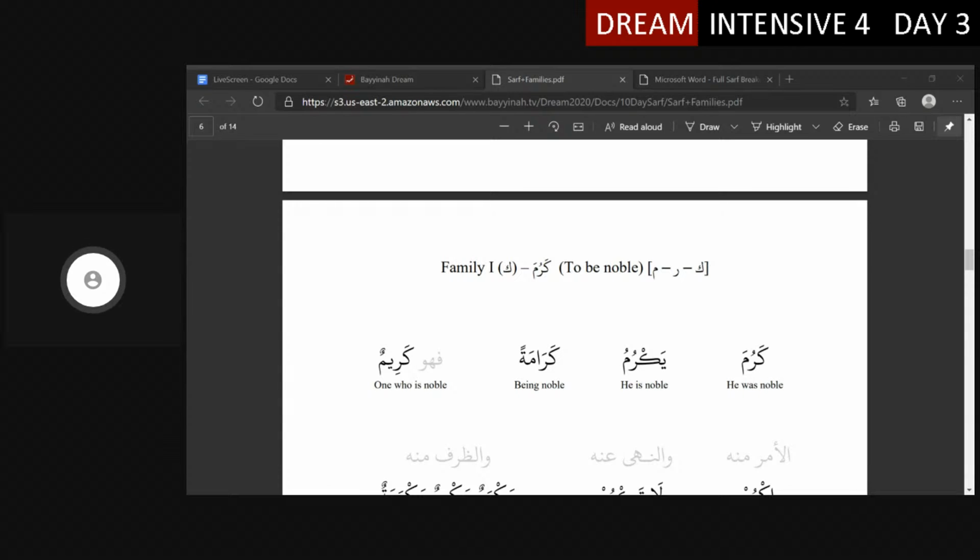Will you learn all the masdars? Well, that's like saying, will you learn all the words in the Arabic language, or even all the words in the English language? It's a very big task. So it's totally up to you. If you can take the time to do it, then Bismillah.